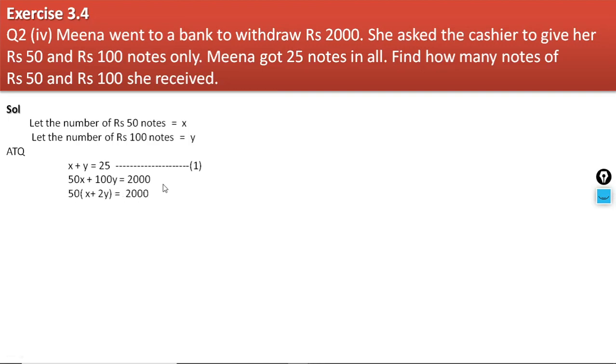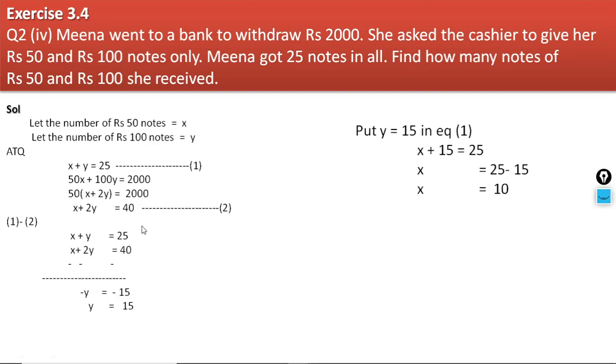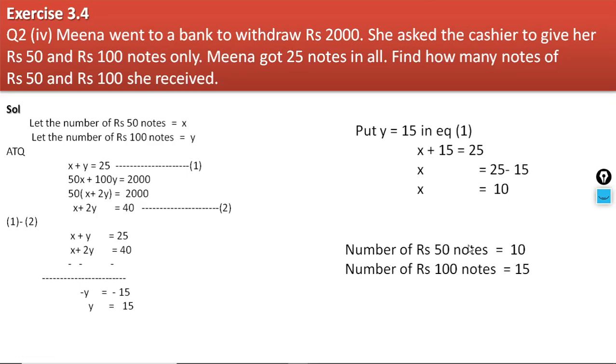And this total sum, we get 50x + 100y = 2000. By taking 50 common, you will get the equation x + 2y = 40. By solving them by the elimination method, you would be able to find the value of y comes to be 15 and x is 10. So the total number of notes will be 15 + 10 = 25, and the number of 50 rupee notes is 10 and the number of 100 rupee notes is 15.